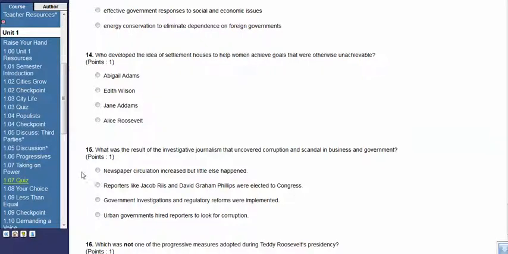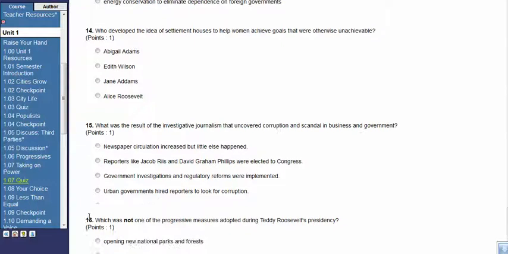Number 15, what was the result of the investigative journalism that uncovered corruption and scandal in business and government? Newspaper circulation increased, but little else happened. Reporters like Jacob Riis and David Graham Phillips were elected to Congress. Government investigations and regulatory reforms were implemented, or urban governments hired reporters to look for corruption.